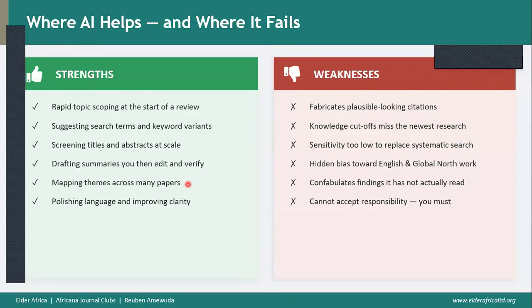ChatGPT can summarize them into a nice landscape table, professionally formatted with columns and rows, all depending on the prompts. So I'll also touch on how you should prompt the AI before your output can be professional and good. So AI can do all these things. Then the last one, polishing language and improving clarity.